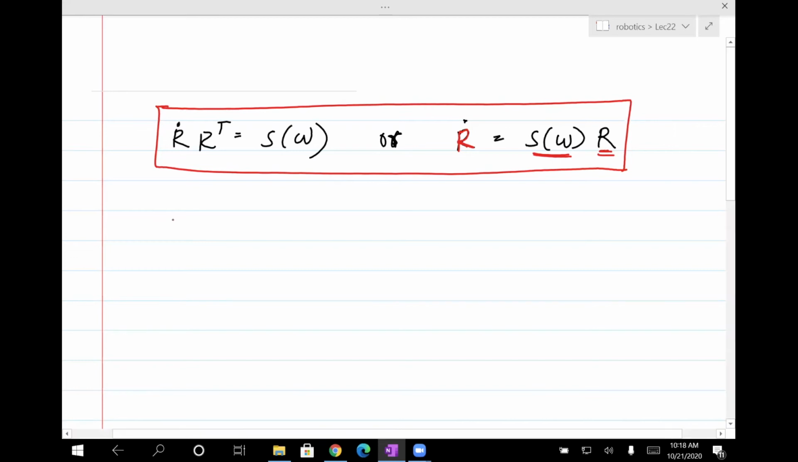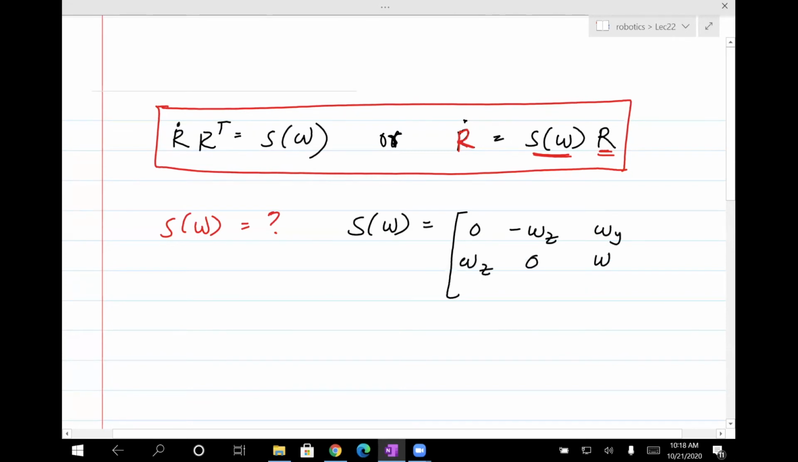So what is S of omega? We know that it is built from omega x, omega y, omega z. Let me just write it down. S of omega is the skew symmetric matrix: 0, minus omega z, omega y; omega z, 0, minus omega x; minus omega y, omega x, and then 0. Okay, so we know that.